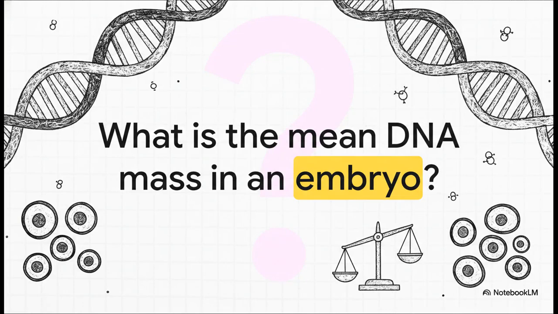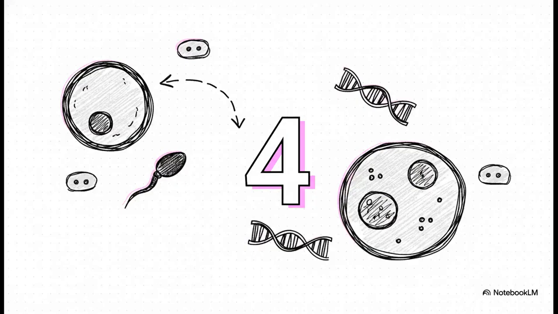And for the final part, question 1.6. What is the mean mass of DNA in arbitrary units in each cell in an embryo? All right, let's put the pieces of the puzzle together. An embryo is formed when a sperm cell and an egg cell fuse during fertilization. We just figured out that a gamete, like a sperm cell, has a DNA mass of 2. So when two gametes combine, 2 plus 2 equals 4. The DNA mass is restored to 4 arbitrary units, which, if you look, is exactly where our graph started. It all comes full circle.